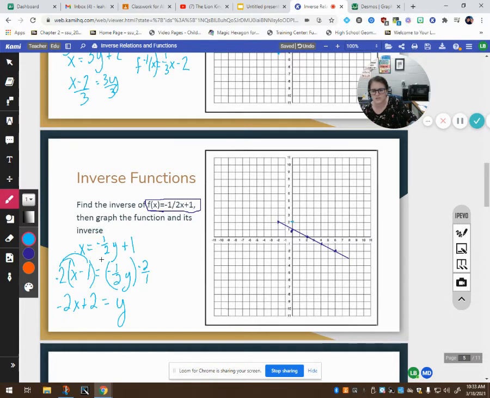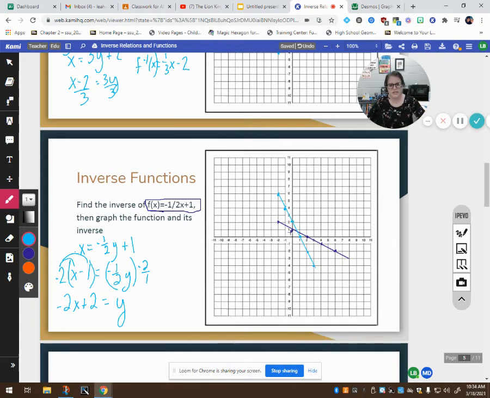So I start at positive 2. I go down 2 over 1, down 2 over 1, down 2 over 1. Or I could go this way, up 2 over 1, up 2 over 1. It has a negative slope.